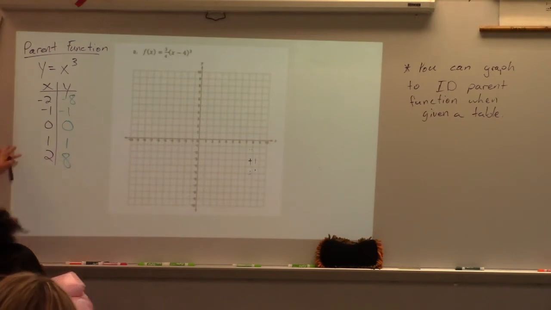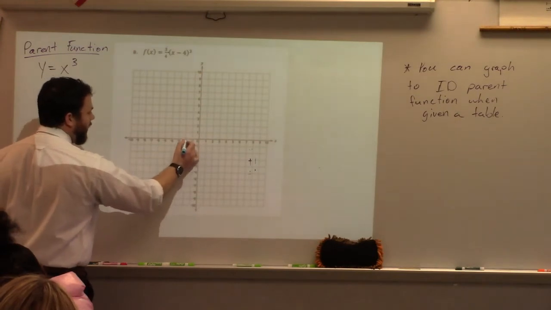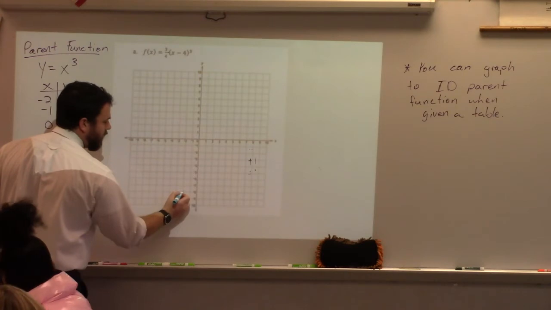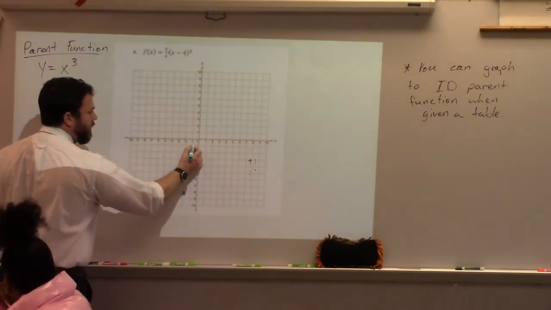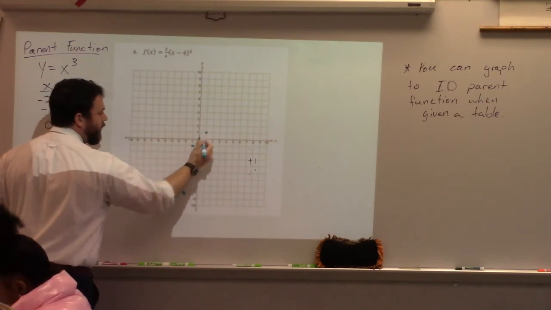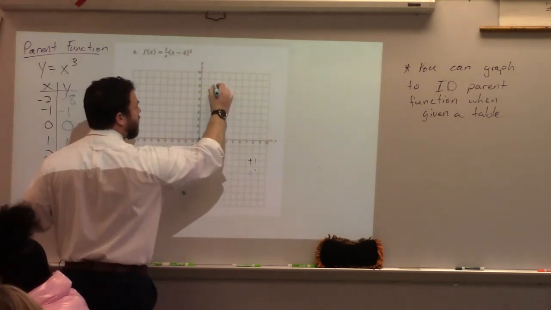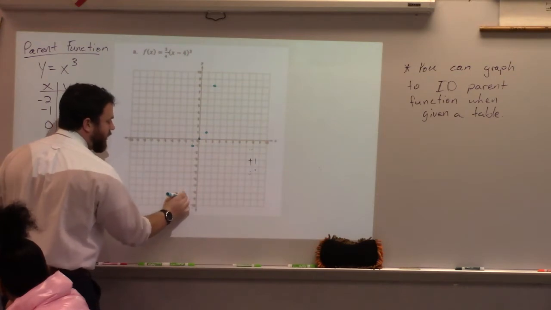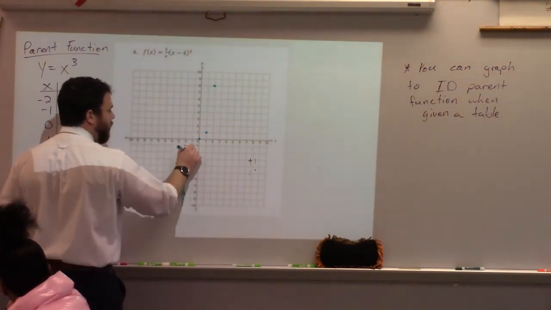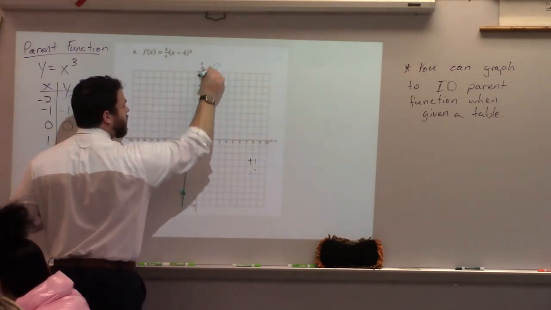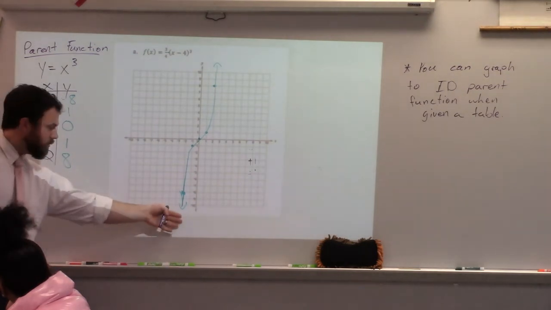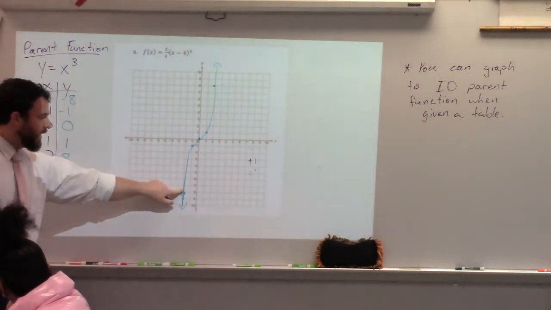Now, I will point this out because there's another detail I want to add. So remember, here's my parent function. I can graph just those points. -2, -8. -1, -1. 0, 0. 1, 1. And 2, 8. Now, is there more to this parent function than just what I have drawn here? Yes. Because what is going to go on the end of this function, or my graph? The arrows. Indicating it keeps going, right?